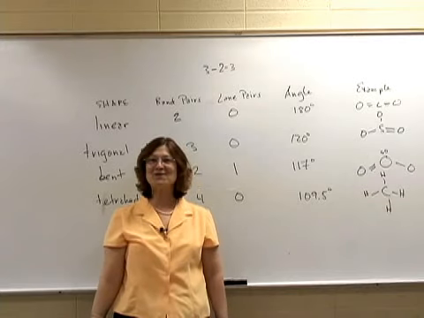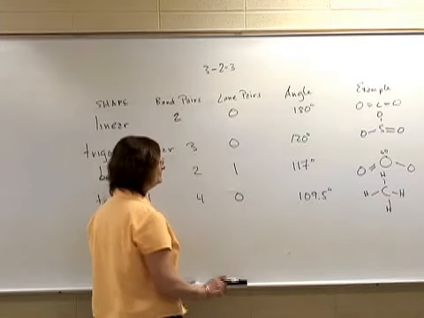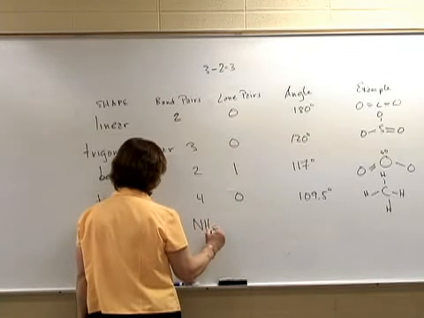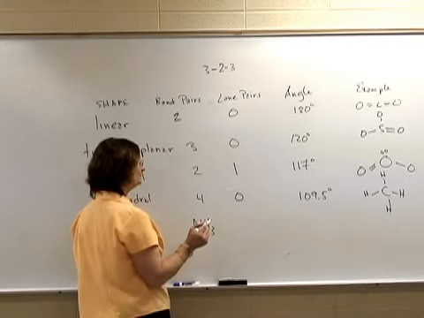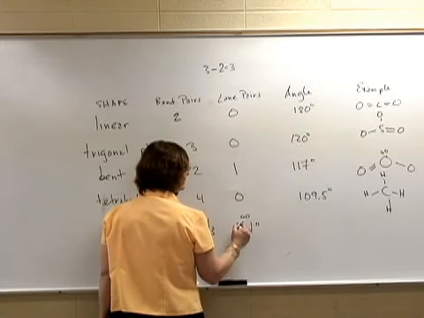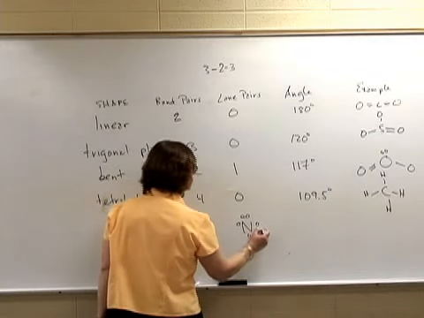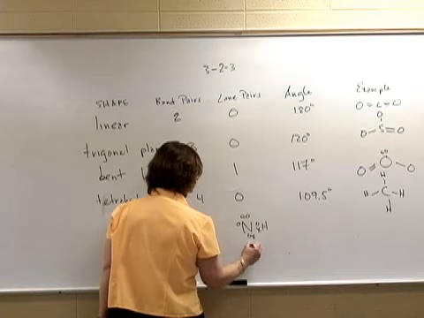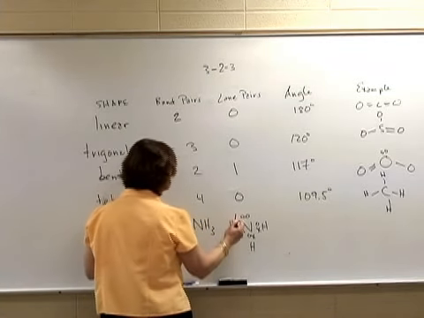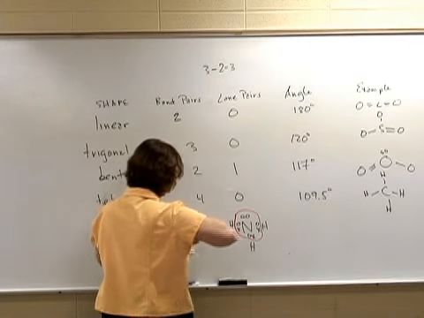Okay, we only have 2 more to do. Well, the next one is ammonia, NH3. Now, nitrogen has 5 valence electrons, and hydrogen has 1. Now that worked out pretty well. We have 8 around the nitrogen and a duet around each one of the hydrogens.